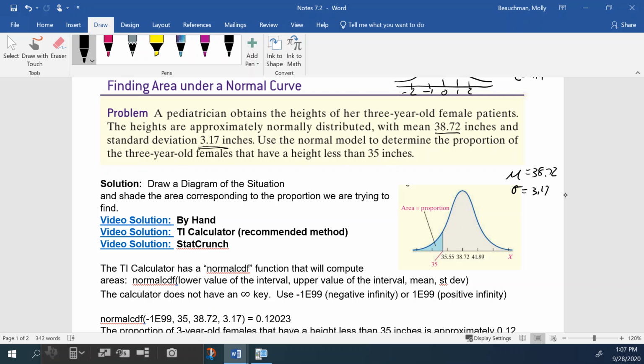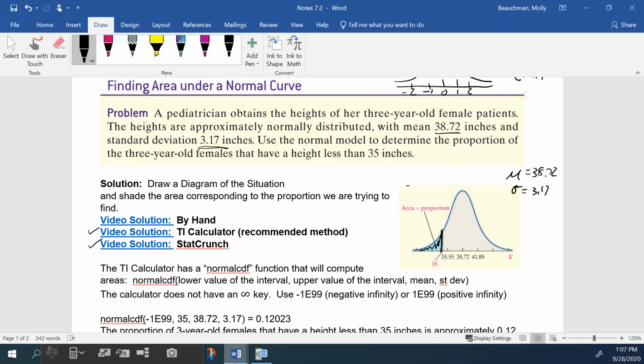inches. So to solve these problems, I would always recommend draw the normal distribution. You want a height less than 35, so shade in the area that you're looking for. So what we want to do is I'm going to show you a solution using the TI calculator. You can also use StatCrunch. If you prefer StatCrunch, there's a video solution here that will walk you through the steps in StatCrunch.